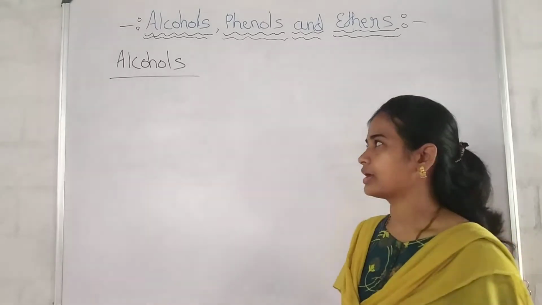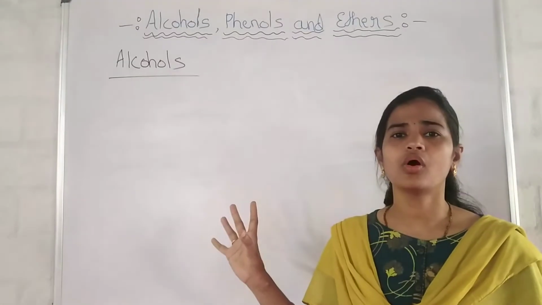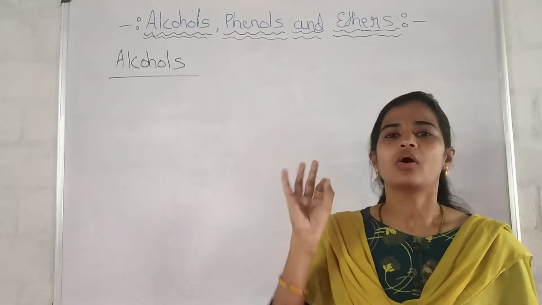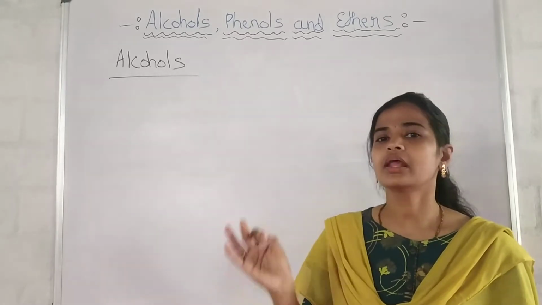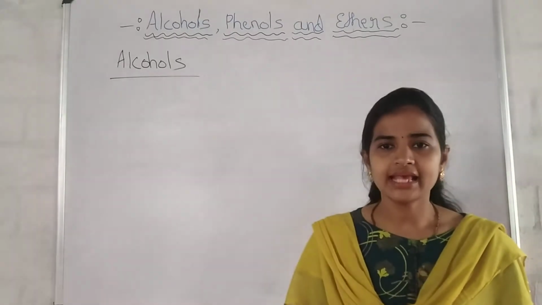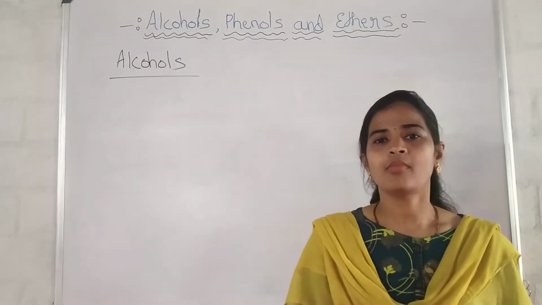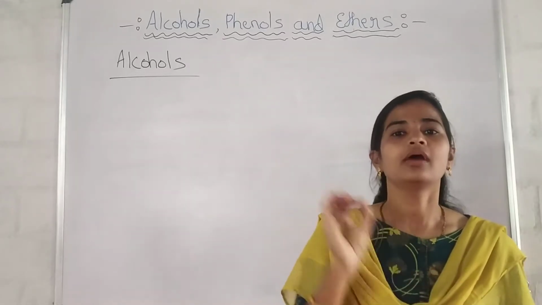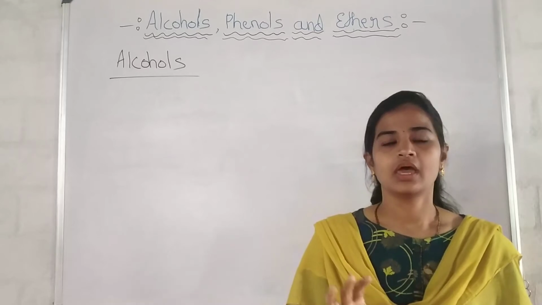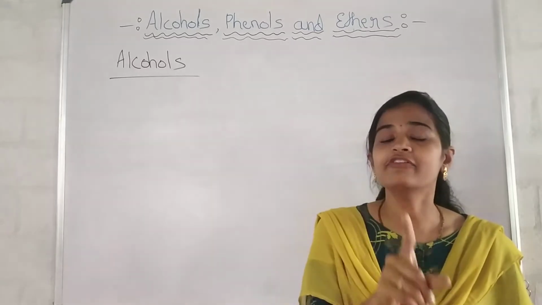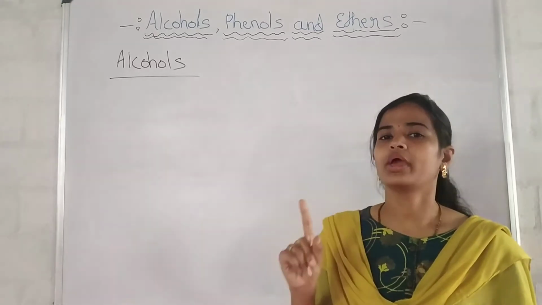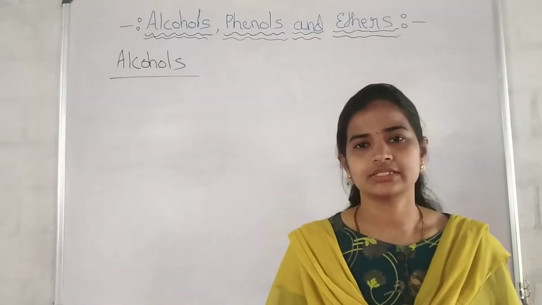Got it? What are alcohols? Alcohols are the organic compounds which are obtained by replacing the hydrogen atom of the hydrocarbons by the OH group. Hydrogen atom of the aliphatic hydrocarbons by OH group. So you remember this.